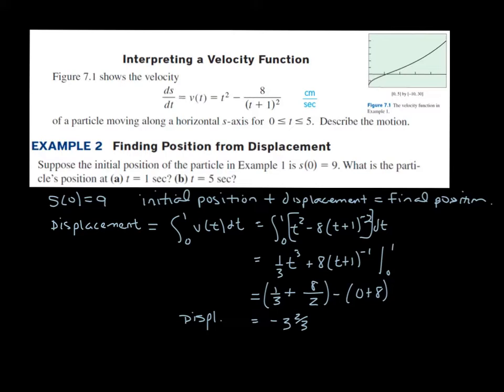Now we take our initial position of 9 and add to that our displacement of negative 3 2/3. We will get 5 1/3 for our final position after 1 second.